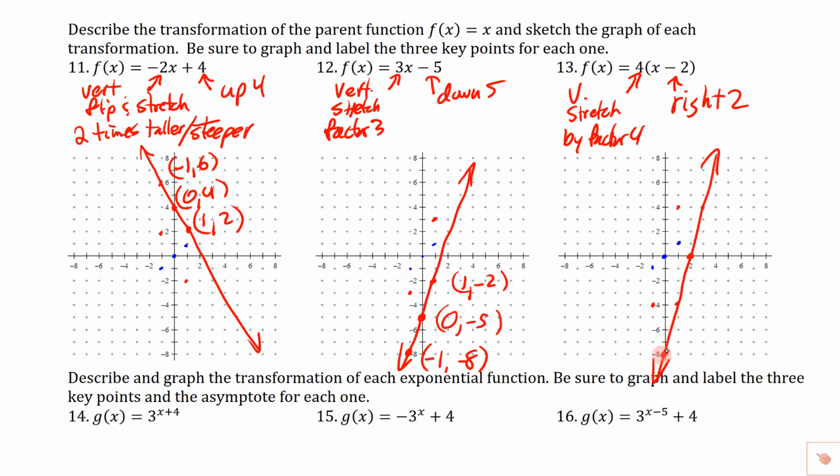And then let's label these key points. These were the ones that we moved. So what would we have here? 2, 0, 1, -4. And this one would be 0, -8. Okay, so those are the key points there. I do want to come back here and point out one thing. Again, these are the 3 points that we're going to want to see graphed and labeled on the test.